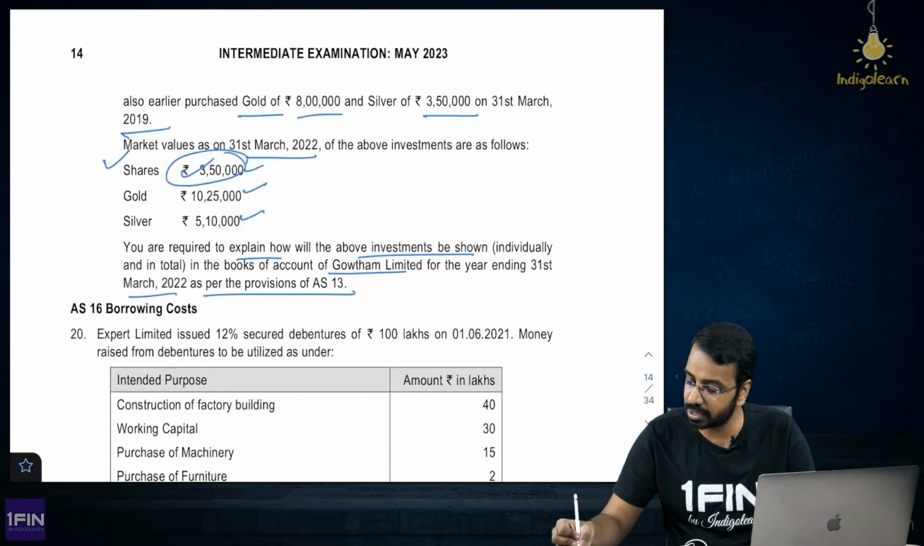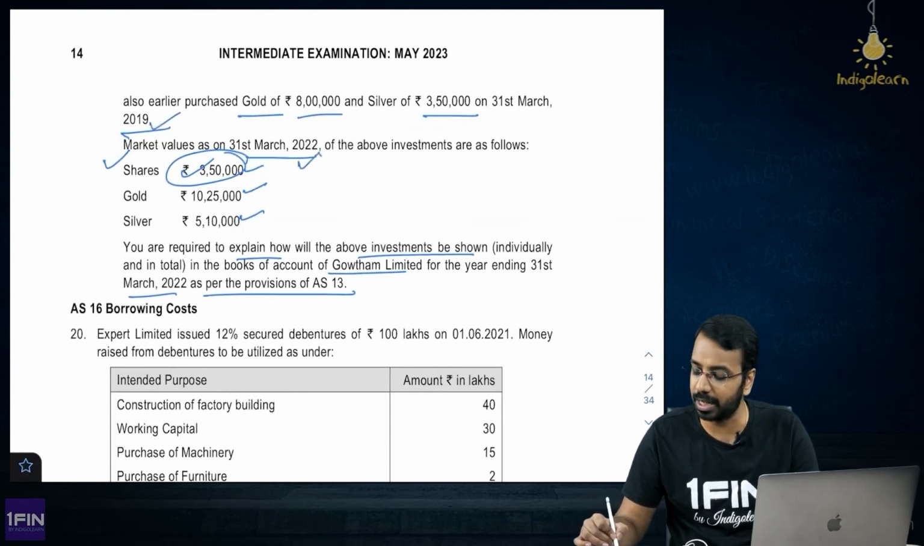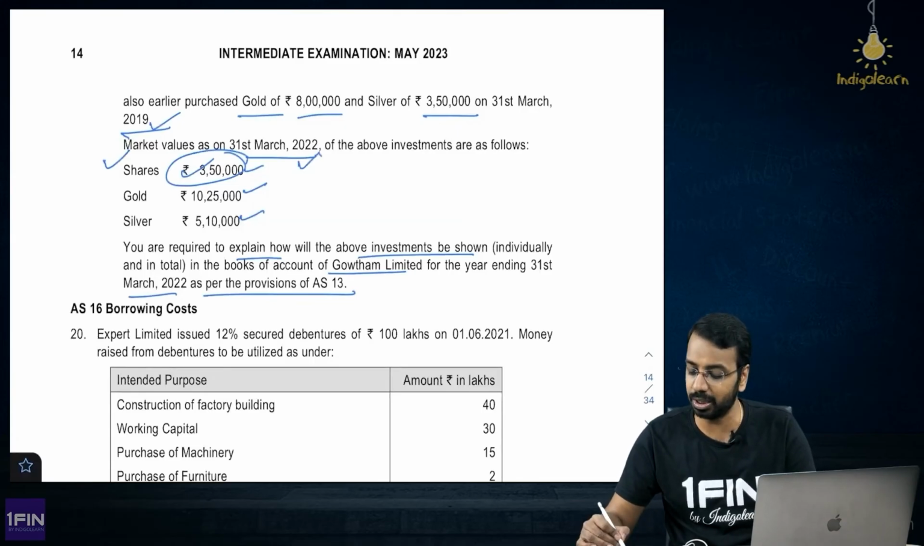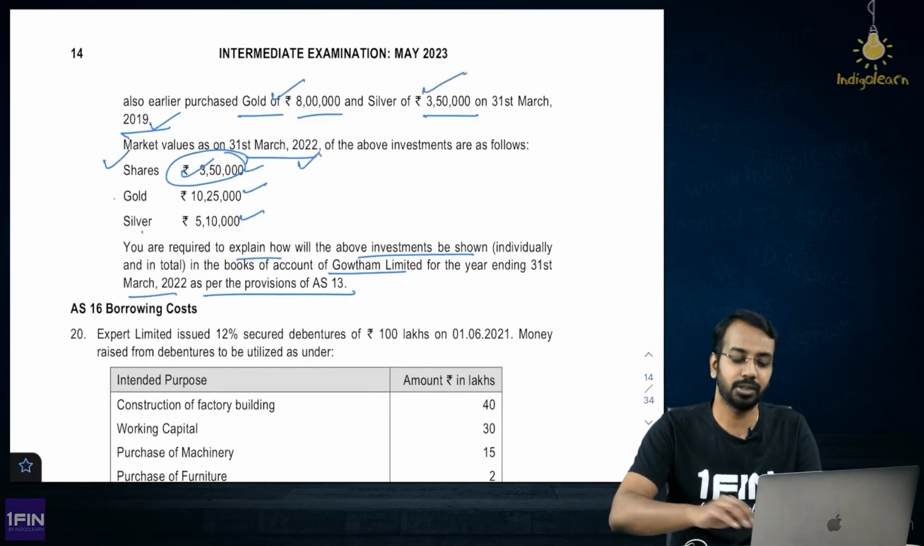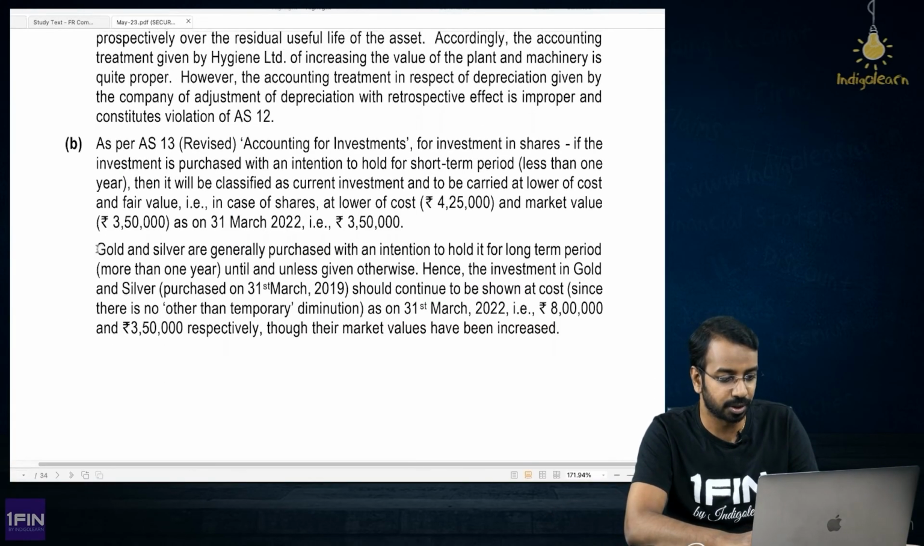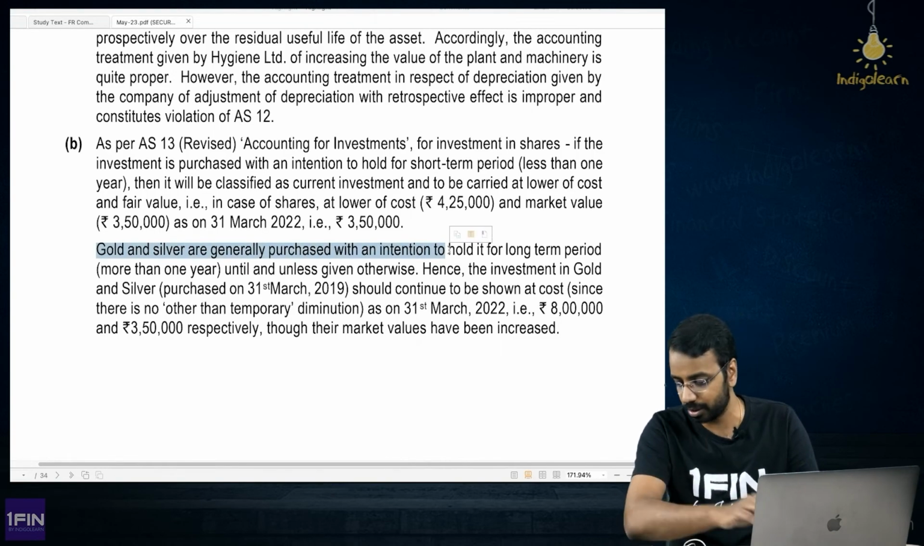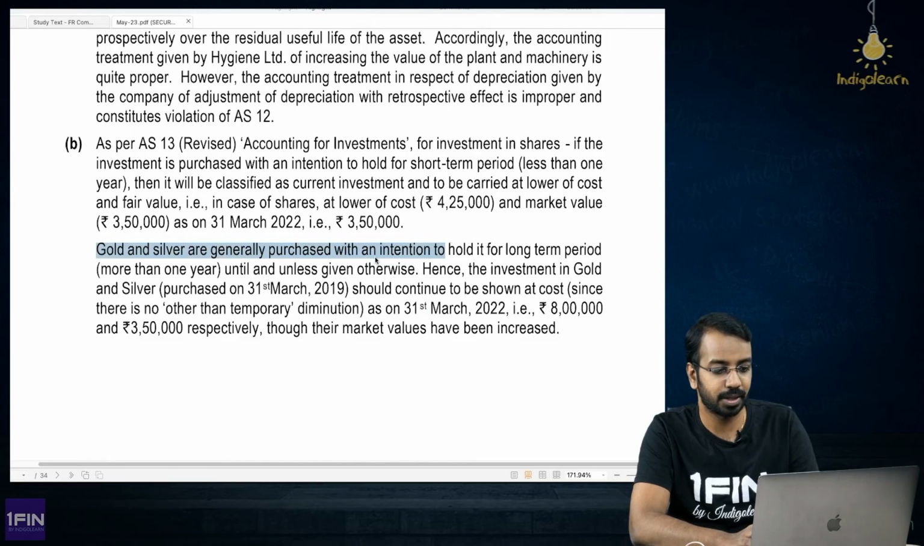Then purchased gold in 2019, we are in 22, so generally it looks like it is for long term. So if you take that assumption, gold long term you will carry at cost, silver long term you will carry at cost, both at 8 lakh and 3,50,000. This is an assumption. Gold and silver are generally purchased with the intention to hold it for long term and also because a 3-year period has passed, right.